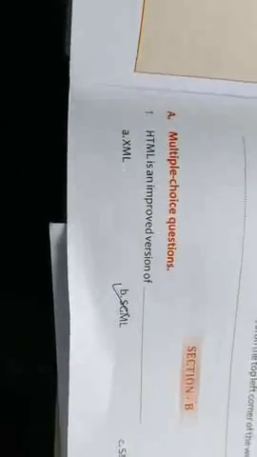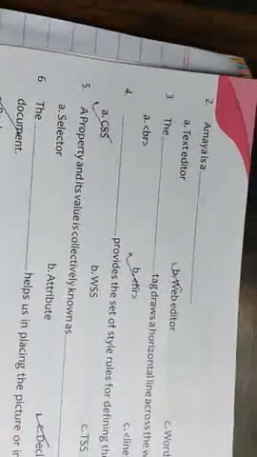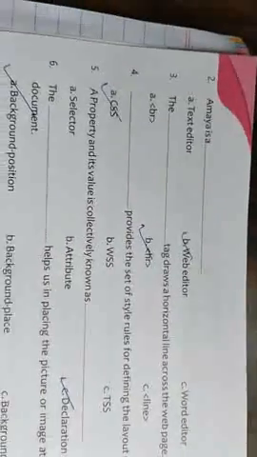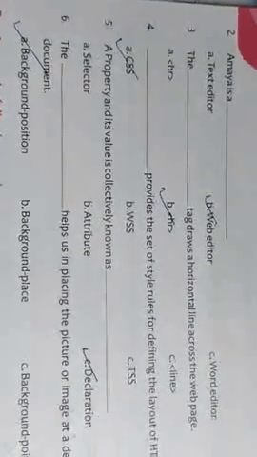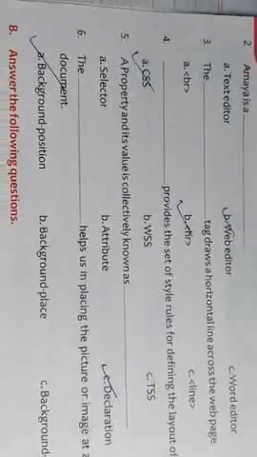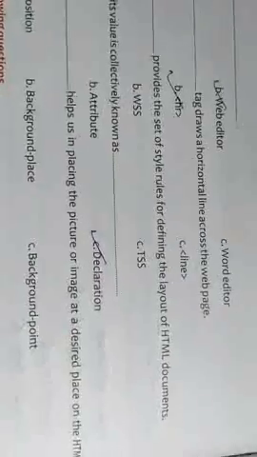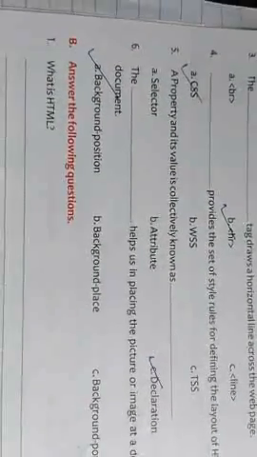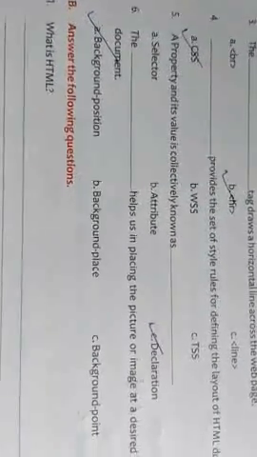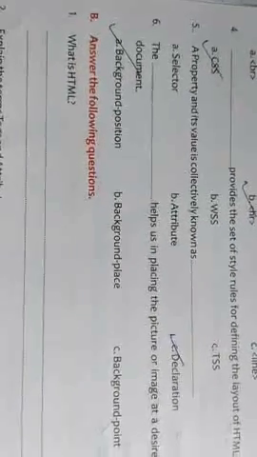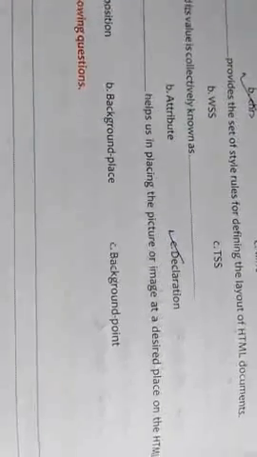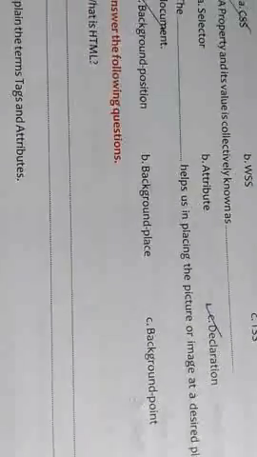false. Now MCQ. HTML5 is the improved version of the HTML, and AMIA is a web editor program. The HR tag draws the horizontal line across the web page, and CSS provides a set of style rules for defining the layout of an HTML document, and a property and its value is collectively known as the declaration. The background helps in placing the picture or image at the desired place on the HTML.